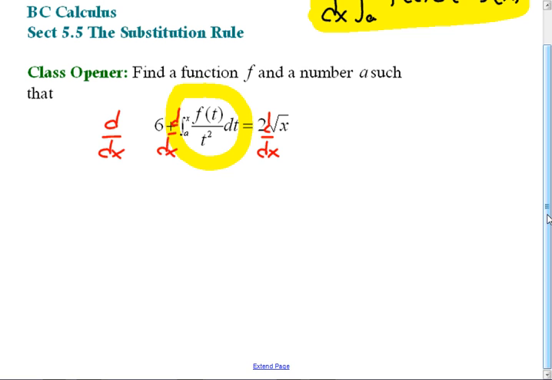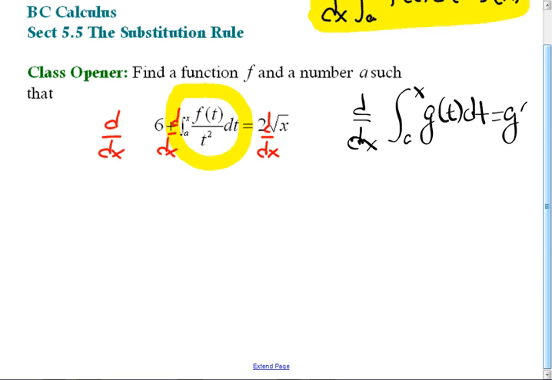Now, what are we going to do the derivative of this thing? It's literally d dx of the integral from a to x of g of t dt, which would be equal to g of x, where g of t equals f of t over t squared. So what do you put in for t? X. You guys see that?